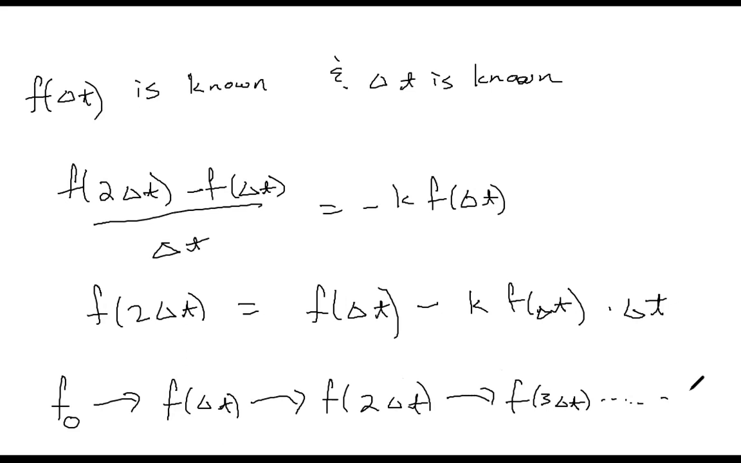So you will have a sequence of values, f of 0, f of delta t, f of 2 delta t, f of 3 delta t, a whole list of values. And as long as delta t is really small, then you're going to have a very close approximation for the values of the function. And so in this way, you have approximately solved the differential equation because you will have specified a list of values that the function could take. This is called the Euler method for solving differential equations.